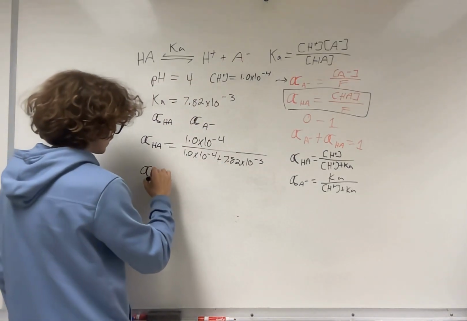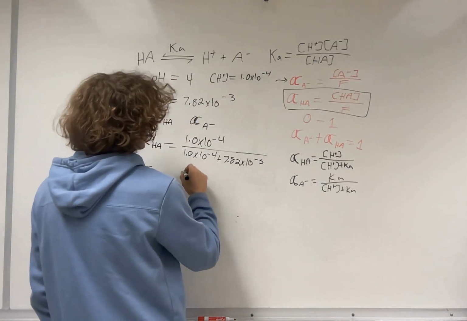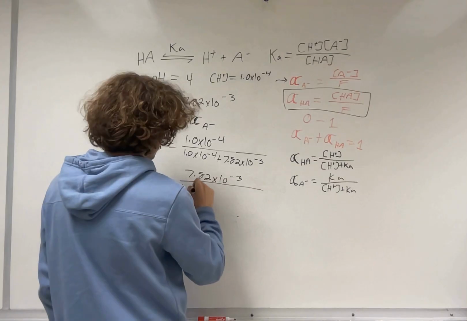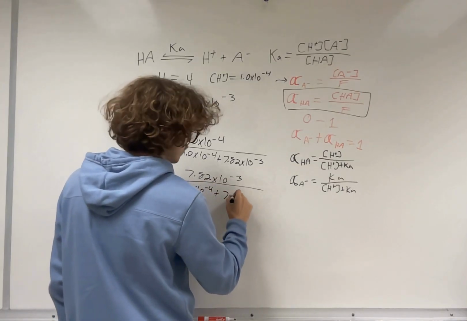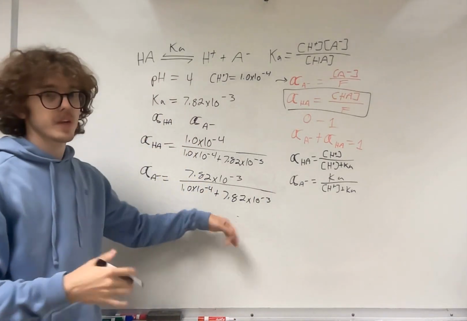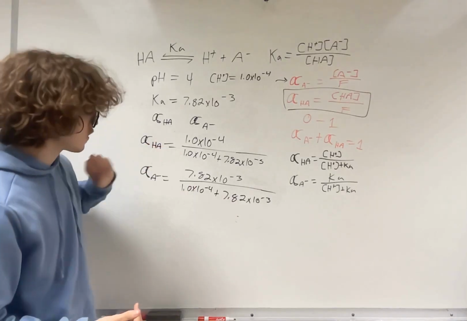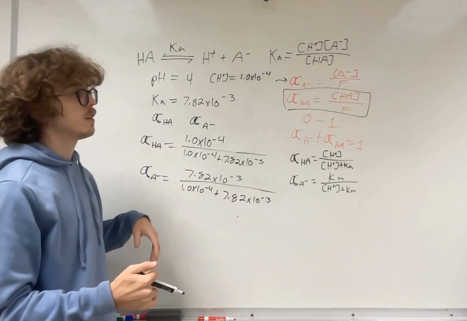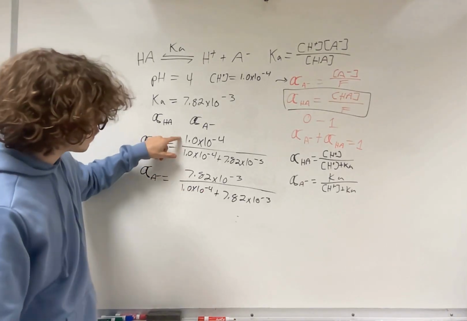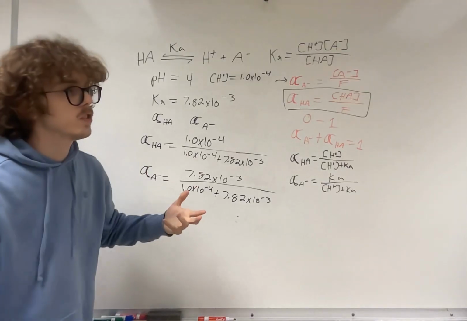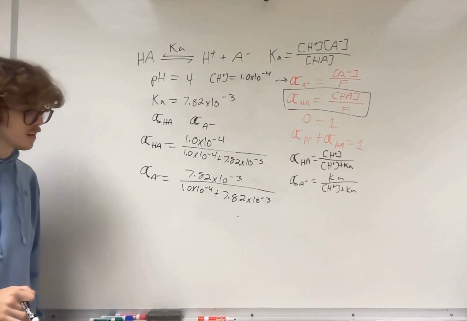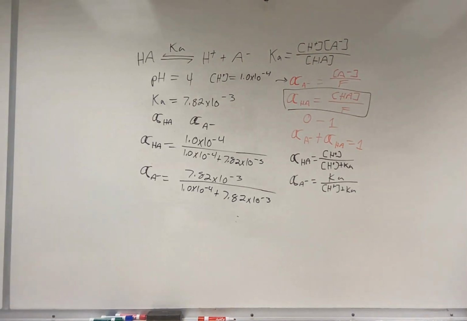And we'll do a similar thing for the conjugate base, but in this case we have 7.82 times 10 to the negative 3 all over 1.0 times 10 to the negative 4 plus 7.82 times 10 to the negative 3. Notice the denominator is the same in both terms. You can think of it as F, the formal amount, and then we have each component on the numerator. So this will always add to 1 just from looking at the math.